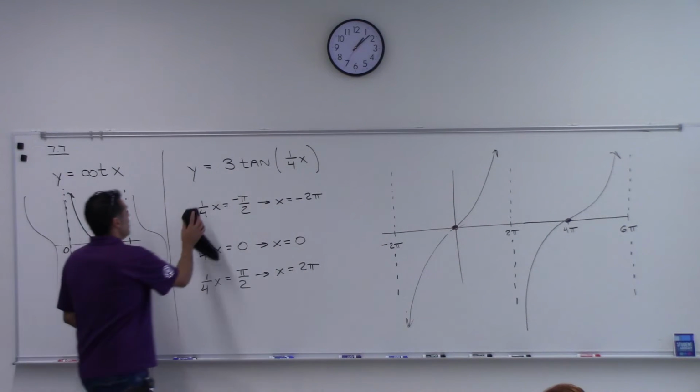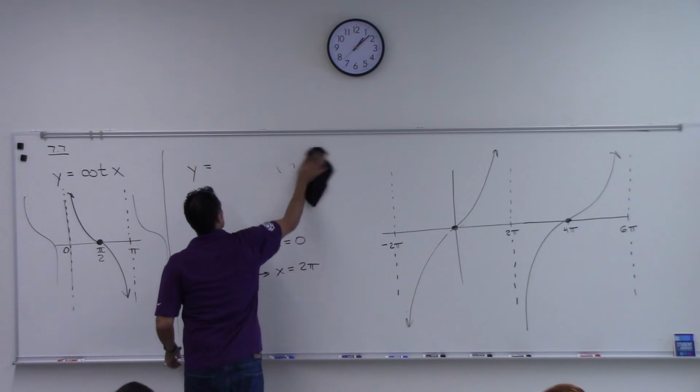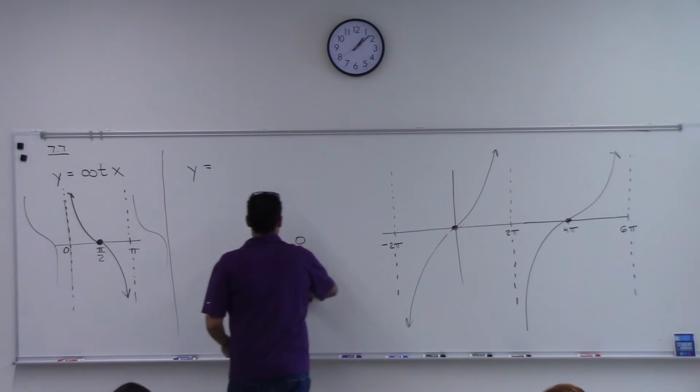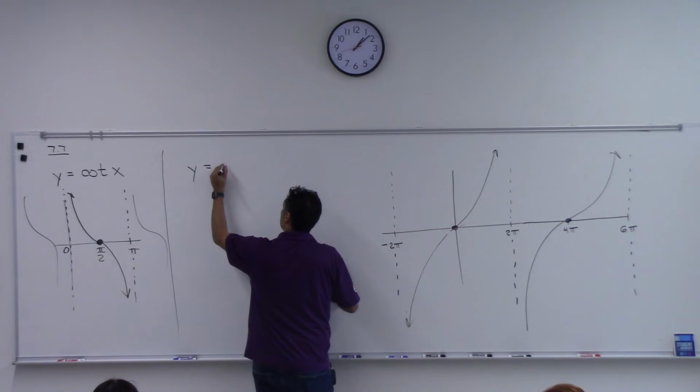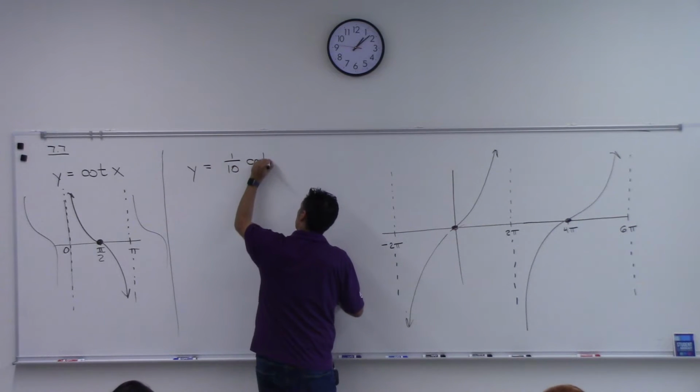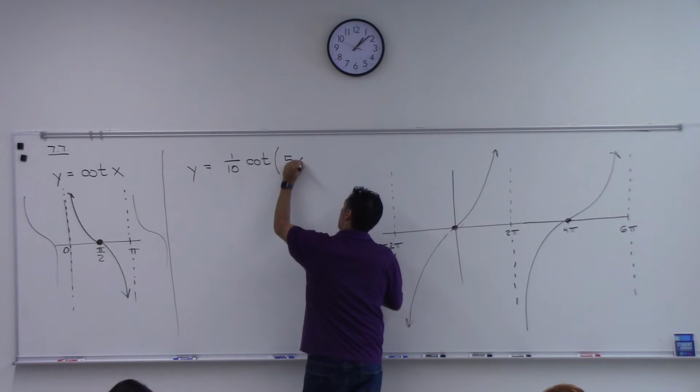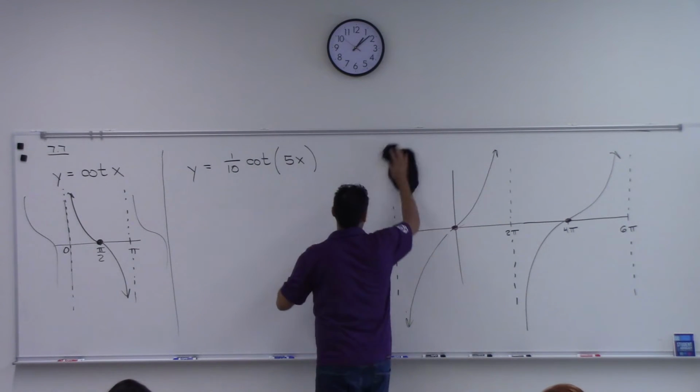So let's go try and graph a cotangent function. And let's do 1/10 cotangent of 5x. Let's do that.